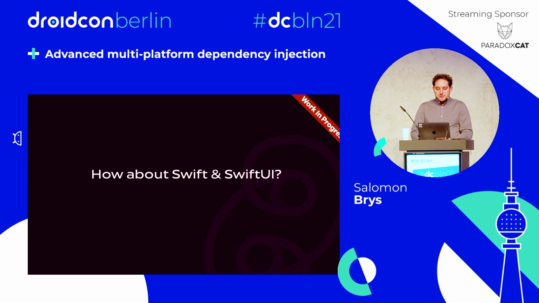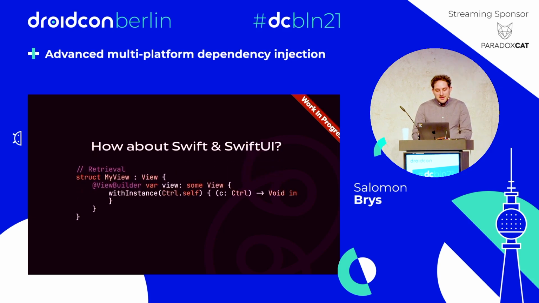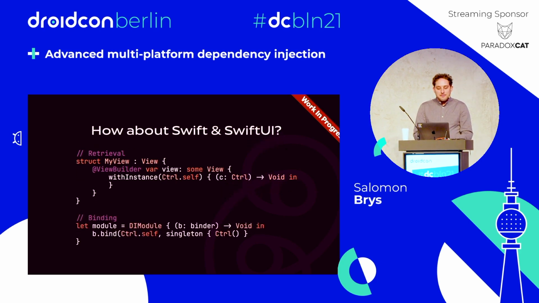We want to support Swift and SwiftUI, and we want to support retrieval, meaning that we want a shared Kotlin Multiplatform business core to be able to expose a DI container, and we want the Swift code to be able to retrieve instances, whether in Swift or in SwiftUI. And we also want Swift to be able to declare their own bindings to make it on par with Android.